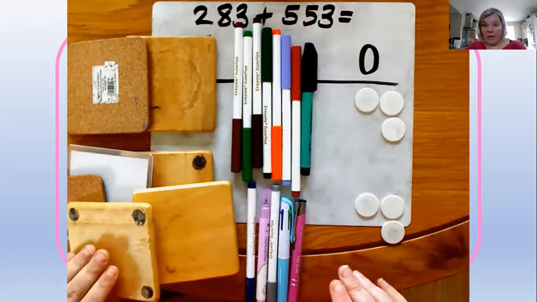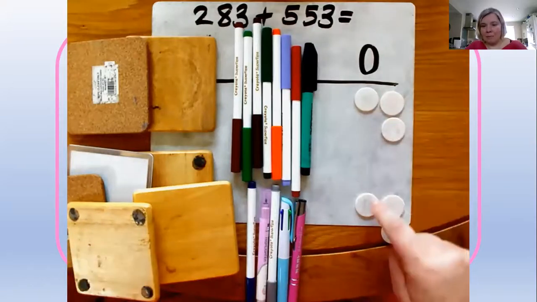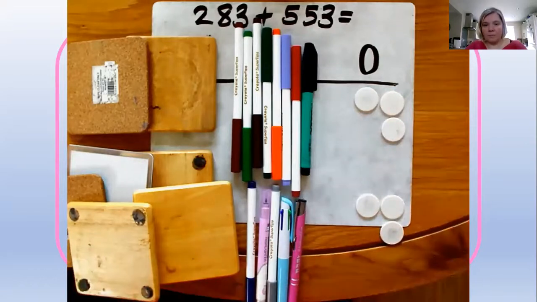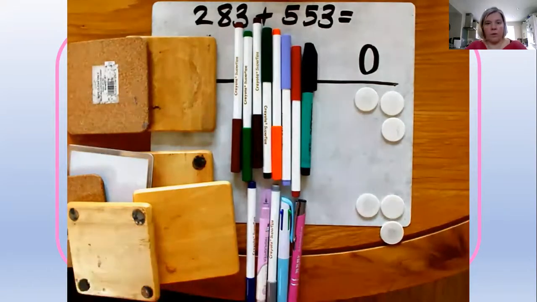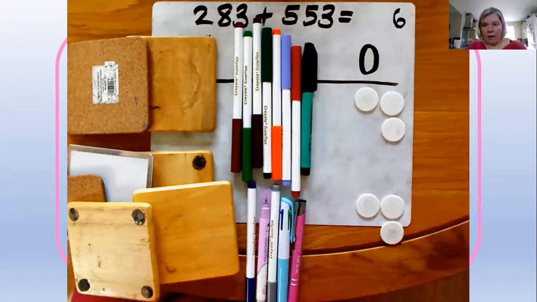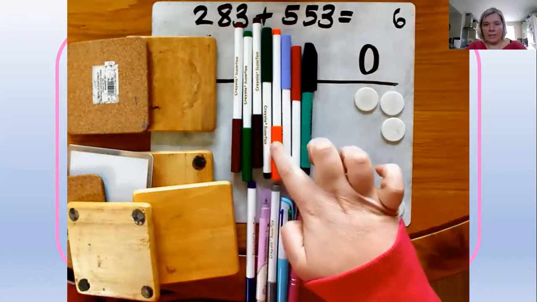Still haven't got enough room really, have they? Okay, we're there. Counting my ones column. I've got 6 altogether there. So we'll put 6 in our ones column. And I can reach over and get the pen. There we go. Okay, now I'm counting my tens column. I've got 8.